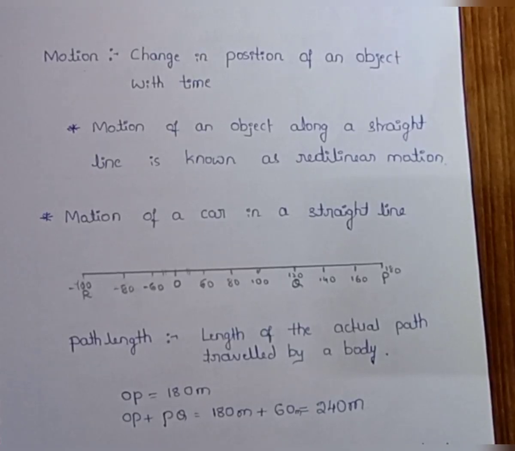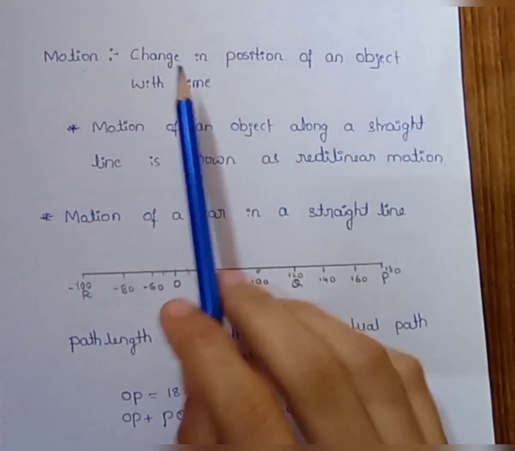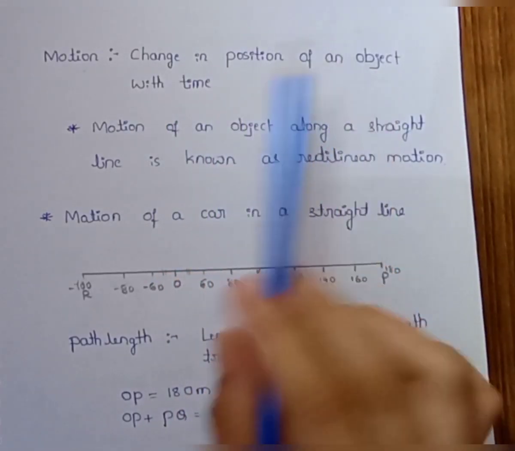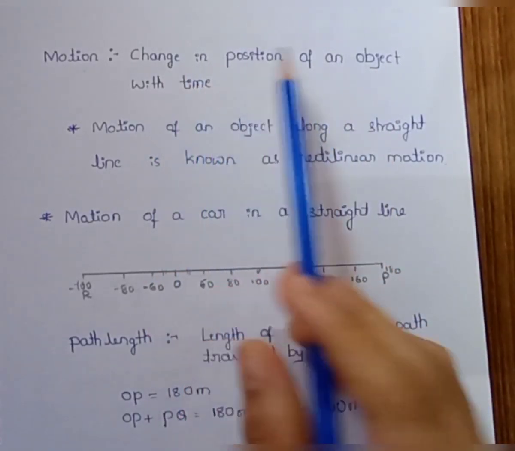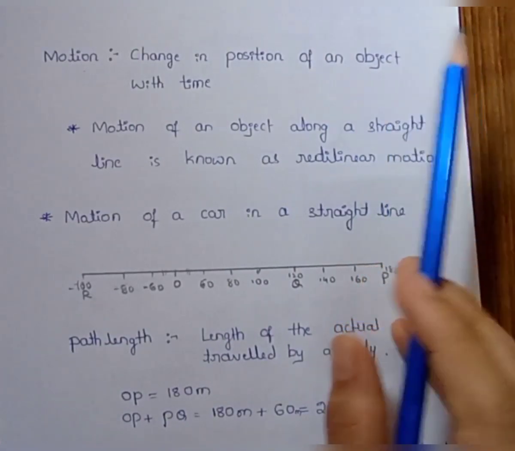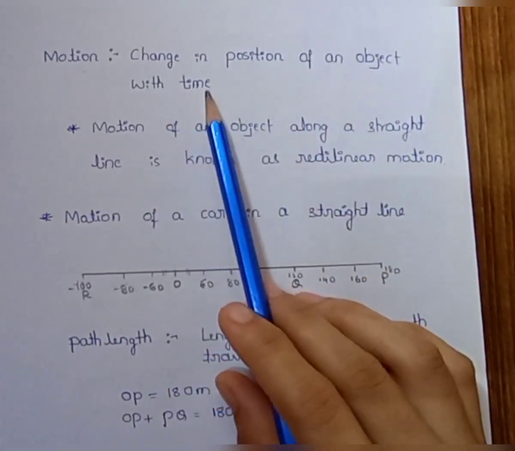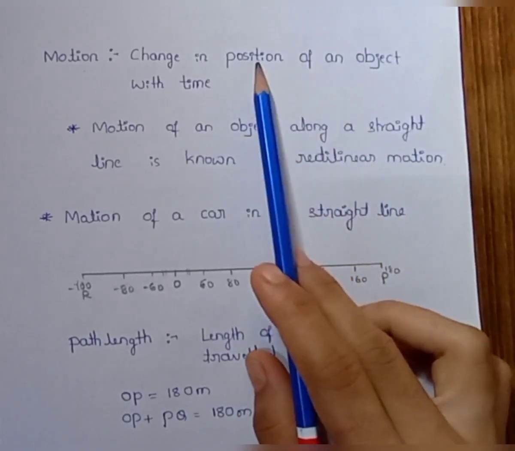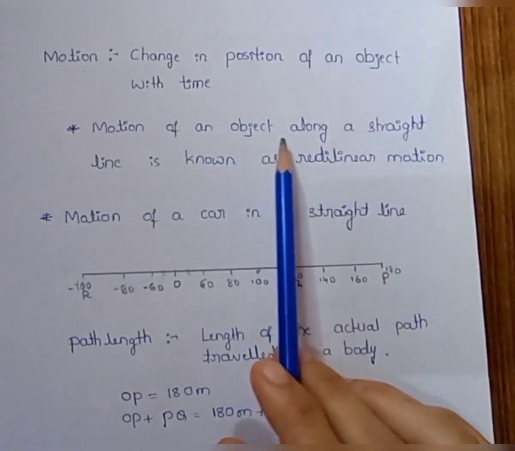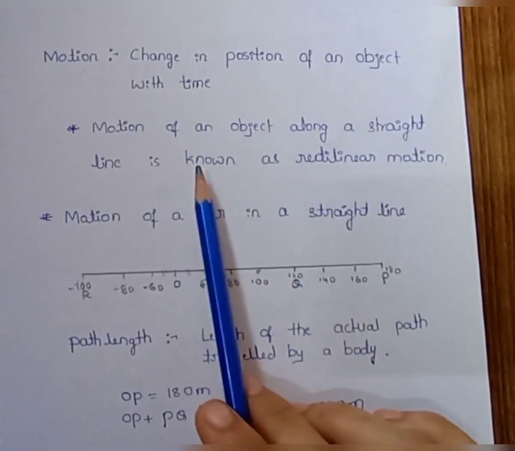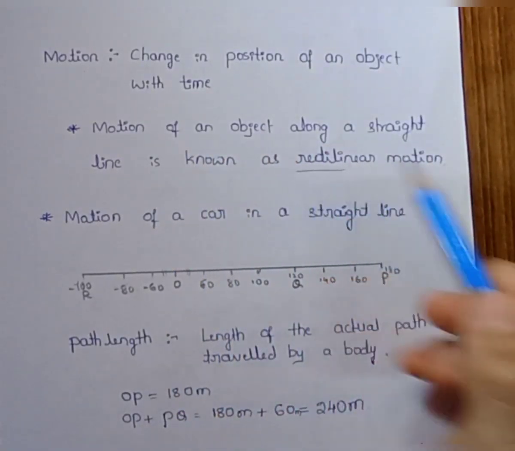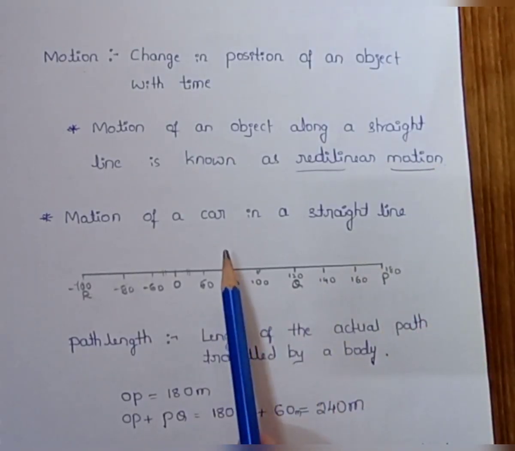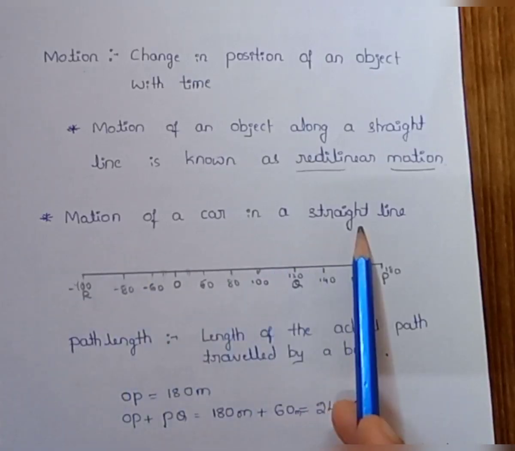First of all, what do you mean by motion? It is a change in position of an object with respect to time. If you consider an object which changes its position with respect to time, then we can say that object is in motion. If that object is moving along a straight line, then that is known as rectilinear motion, means straight motion. Let us consider the example of a car which is moving in a straight line.